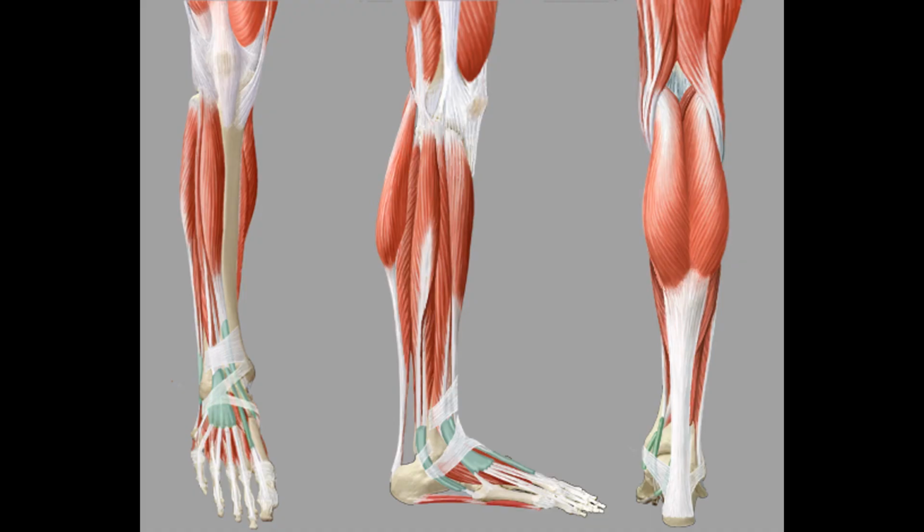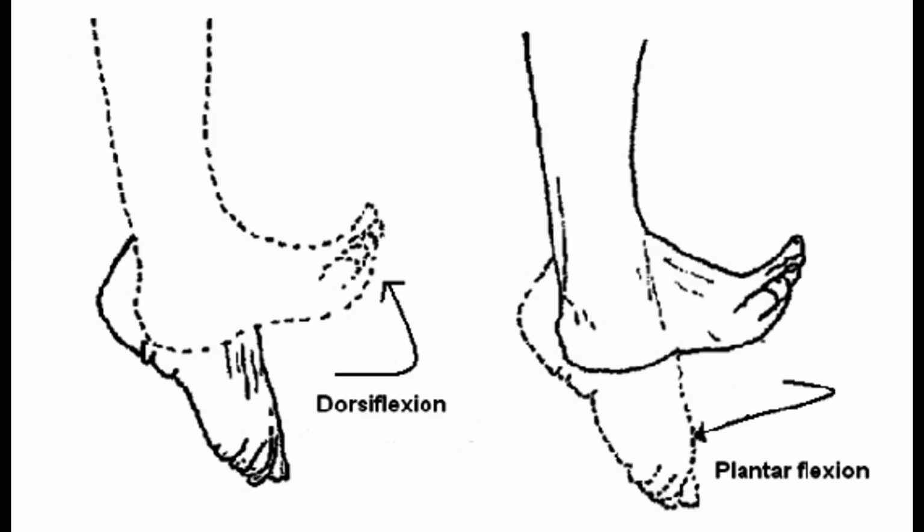Dorsiflexors and plantar flexors. These muscles are key muscles to help with your balance in standing. The dorsiflexors are a group of muscles on the front of your shin, which pull your foot up towards you and raise your arch. The plantar flexors are powerful muscle groups, the opposing muscle group to dorsiflexors, and they're at the back of your calf. These muscles help to raise you up onto your toes, but with dorsiflexors, they can also help raise the arch of your foot.